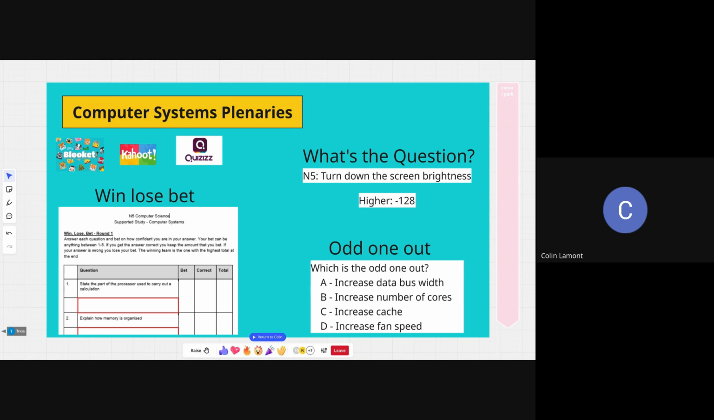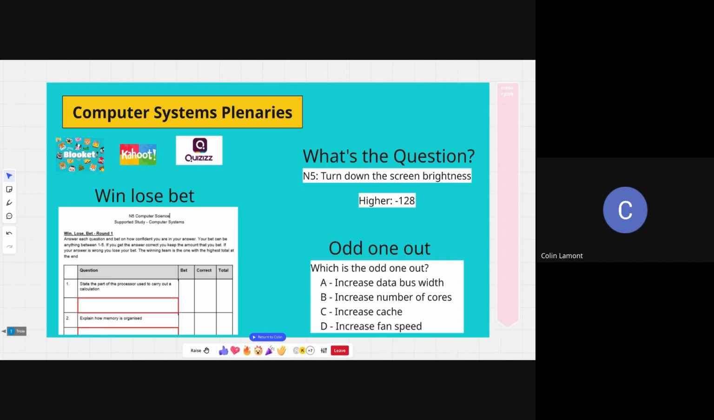So hopefully from that, there's a few new ideas to add into your collection. Most, if not all, could be adapted or applied to any of the other areas of the course. All the starter ideas could be plenaries and vice versa. In the swag bag, you're going to get examples and templates that you're more than welcome to use. That win, lose, bet is there. And again, it's something that you can adapt for yourself.